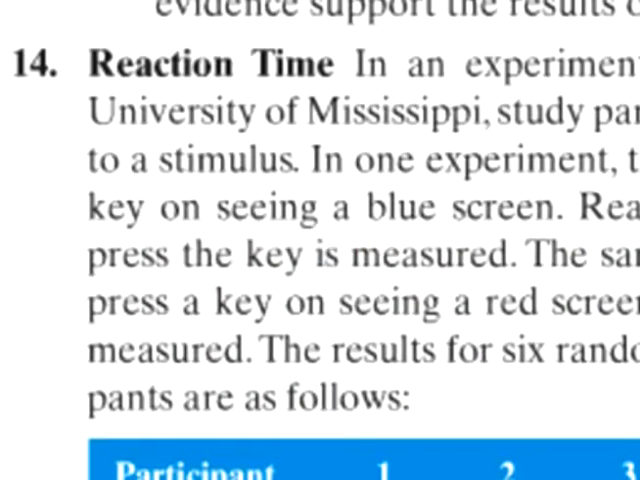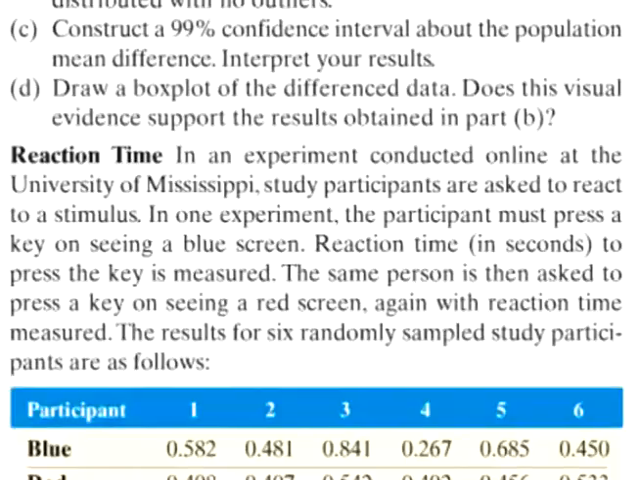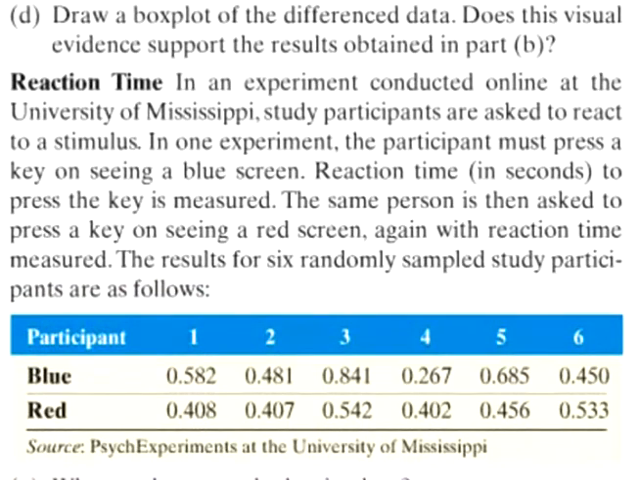So I know that some of you are psychology majors. This is a problem about psychology. In an experiment conducted online at the University of Mississippi, study participants are asked to react to a stimulus. In one experiment, the participant must press a key on seeing a blue screen. Their reaction time in seconds to press the key is measured. The same person is then asked to press a key on seeing a red screen, again with reaction time measured. The results for 6 randomly sampled study participants are as follows.